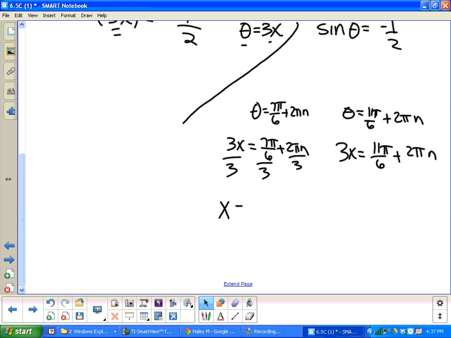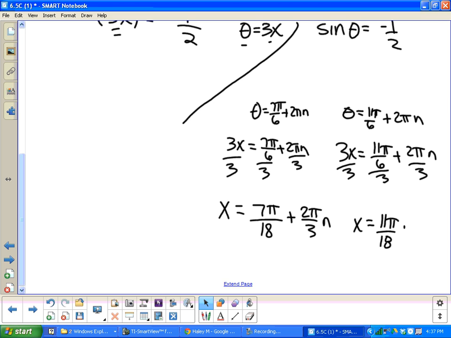So now we'll get x equals 7 pi over 6 divided by 3, which is 7 pi over 18, plus 2 pi over 3 n. And for my other one, we'll divide it by 3. So we'll get x equals 11 pi over 18 plus 2 pi over 3 n. Okay, now let's let n equal some things here. Let's maybe try -1.